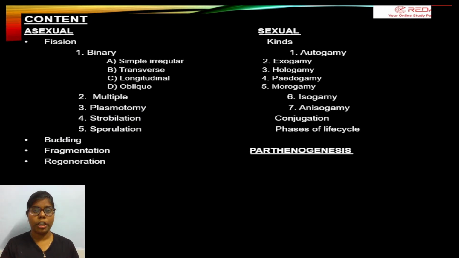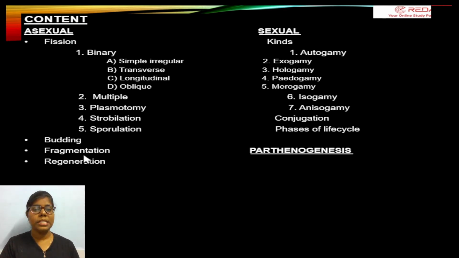asexual reproduction. So this is the overall content we have studied in the last class, that is session 1 and also session 2. Quick recap: binary fission has 4 types, and we saw multiple fission, plasmotomy, strobilation and sporulation in the case of amoeba, strobilation in Aurelia, and then budding in hydra, fragmentation in Taenia solium. Regeneration we also saw in starfish.